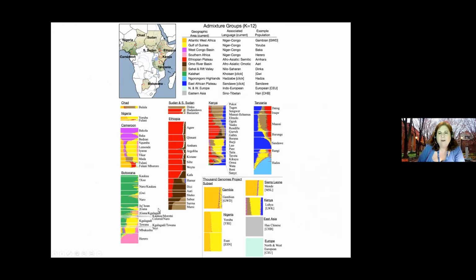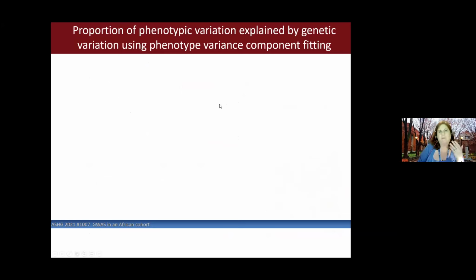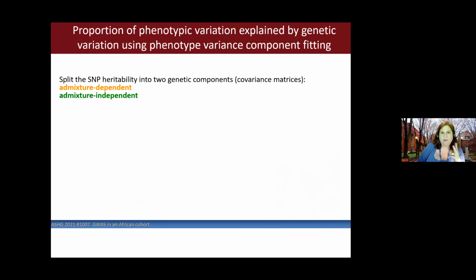He then wanted to look at these traits and look at what proportion of the phenotypic variation is explained by genetic variation and how much is explained by environment. But he broke the genetic variation down into two parts. He was interested in the contribution of genetic ancestry versus within population variation.